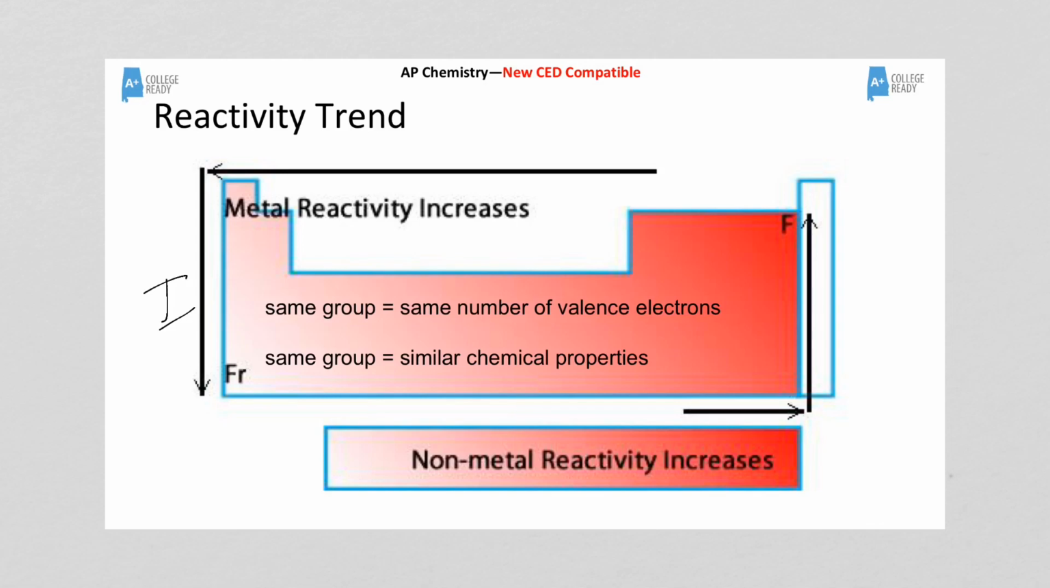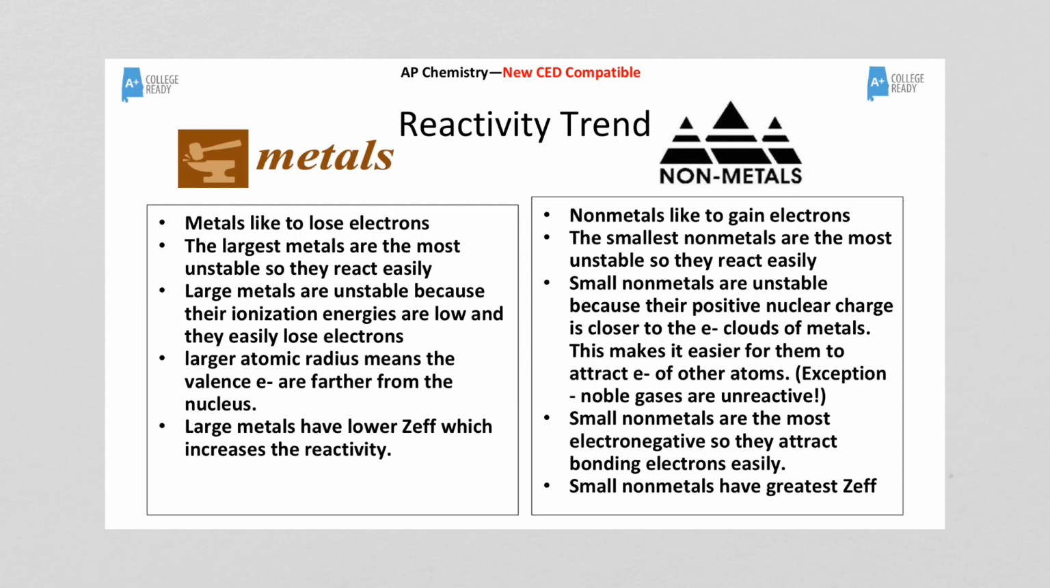And so, again, just remember that same group, similar properties. The similar properties are coming from the valence electrons. And really, when we talk about reactivity, for metals, it's about ionization energy, and for nonmetals, it's about electron affinity. Here's just some properties you might want to look over. We're going to talk about this term Zeff in just a moment, but this just kind of sums up properties of metals versus nonmetals.